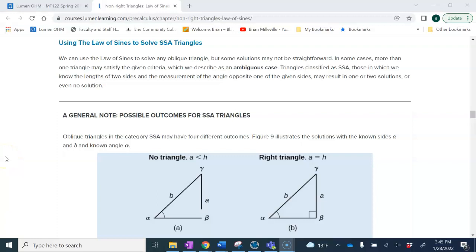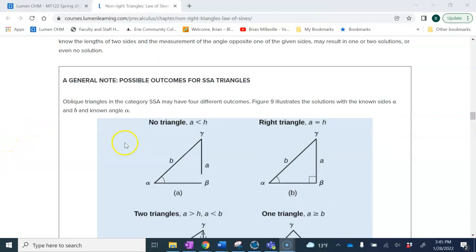Hello again. In this video we're going to talk about the law of sines again, and this time we're going to do examples where we have two sides and an angle on the triangle. Again, it's SSA, standing for side, side, angle. When we're looking around the triangle, going counterclockwise, we're given two of the sides and then the next angle that we see if we rotate around counterclockwise.